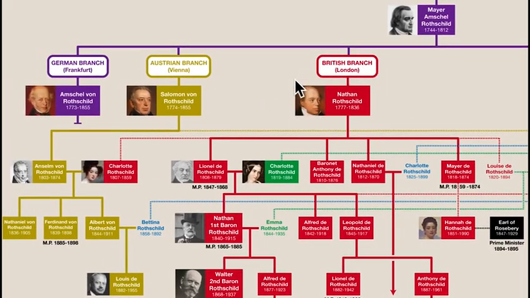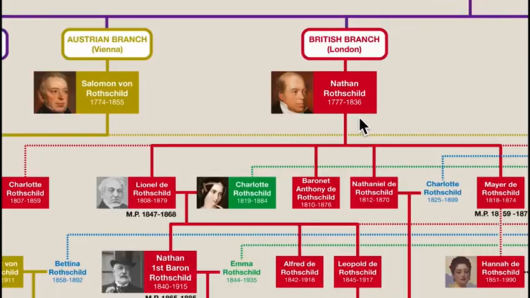However, the London branch was perhaps the most successful of all. During the Napoleonic Wars, Nathan almost single-handedly financed the entire British war effort and took care of paying British troops and their allies across the continent.